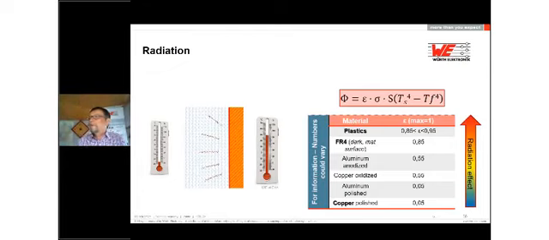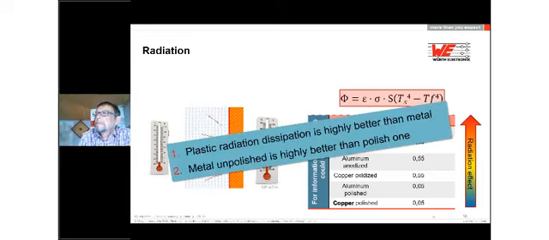But if you have polished aluminium, it's not so good for radiation. That means plastic radiation dissipation is highly better than metal. Unpolished metal is highly better than polished. We'll come back to this point when we have a look at the polarity of our connectors.